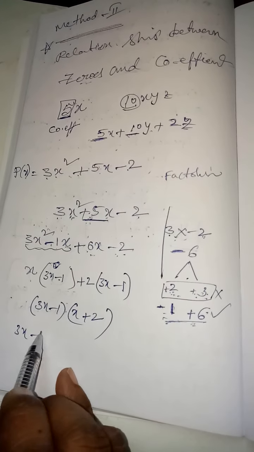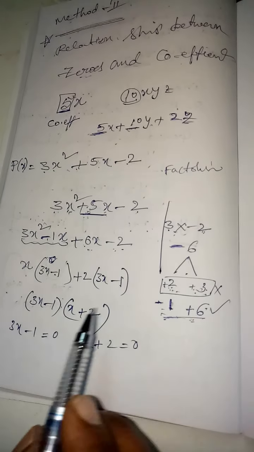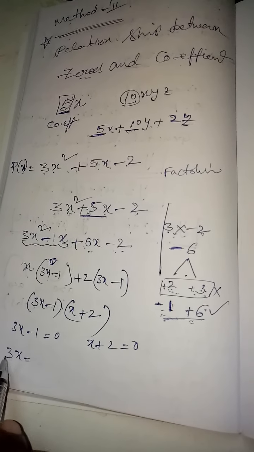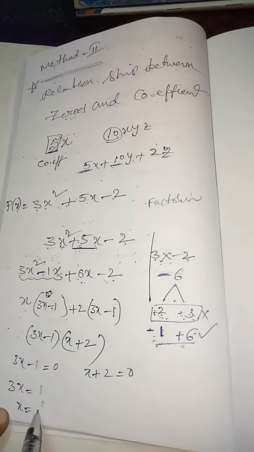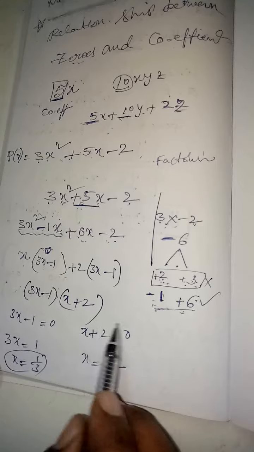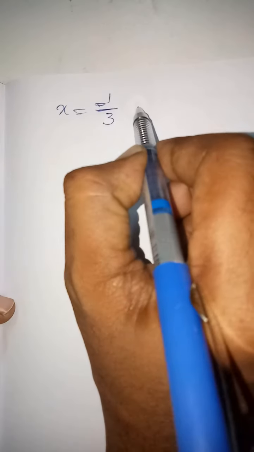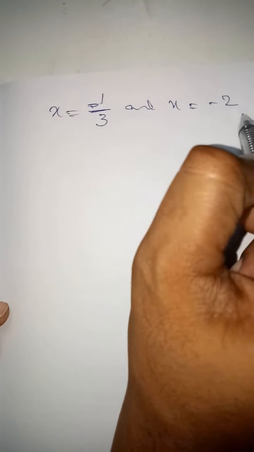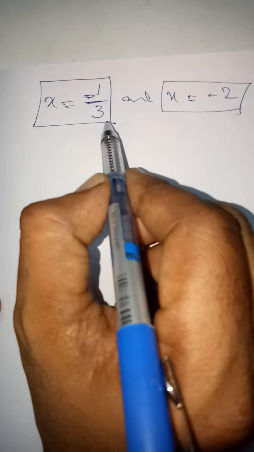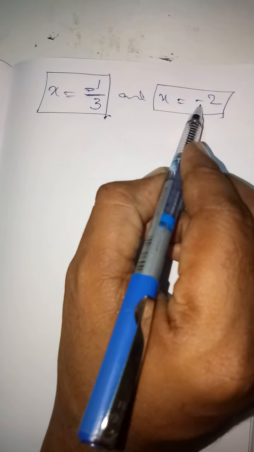So 3x minus 1 equated to 0 and x plus 2 equated to 0. Then what are the factors here? 3x is equal to 1, x is equal to 1 by 3. So this is one of the zeros. Another zero is x is equal to minus 2, as plus 2 becomes minus 2 on the right side. Here I am getting two zeros: x is equal to 1 by 3 and x is equal to minus 2. So these two are called solutions. The solutions of a polynomial are called zeros. x is equal to 1 by 3, x is equal to minus 2.